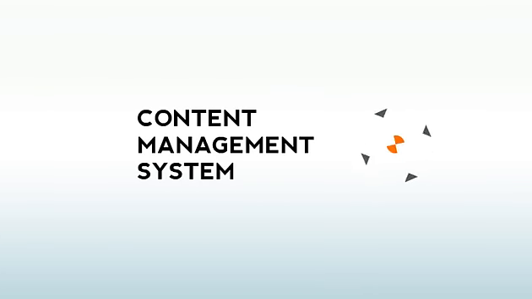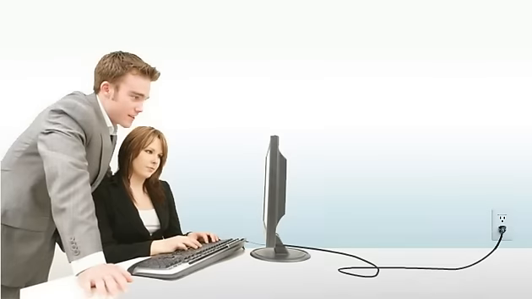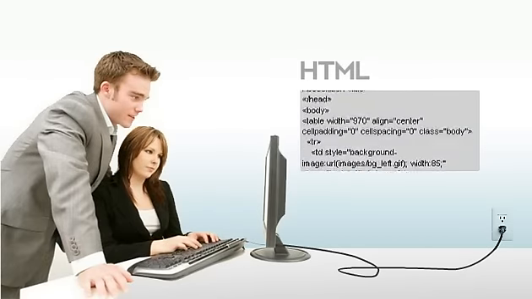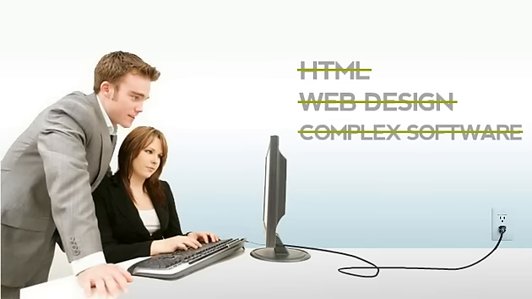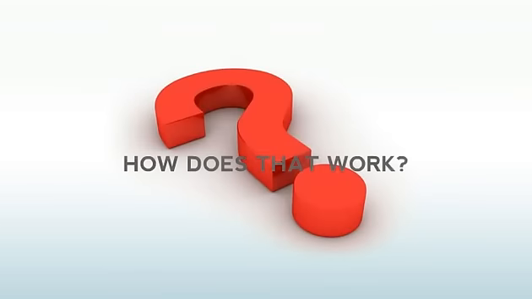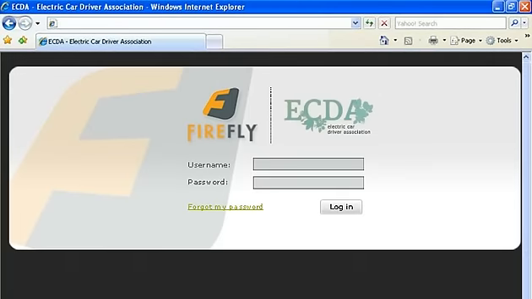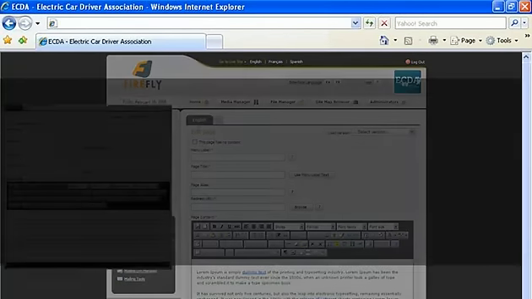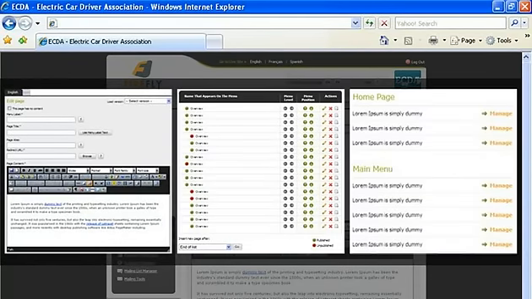A CMS turns the situation around by giving you and your organization the power to update and manage your website yourself without having any knowledge of HTML, web design, or complex software. How does that work? It starts with the building of the CMS itself. Accessed through a password-protected web page, a CMS works in a web browser such as Internet Explorer. Visually, a CMS looks like a series of forms, buttons, and on-screen commands.